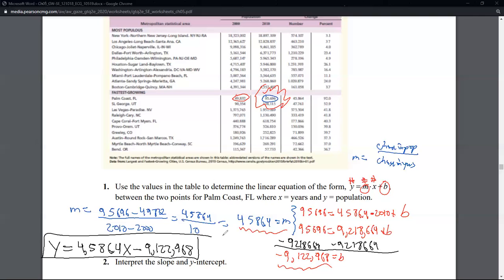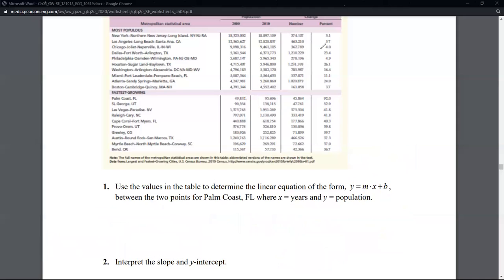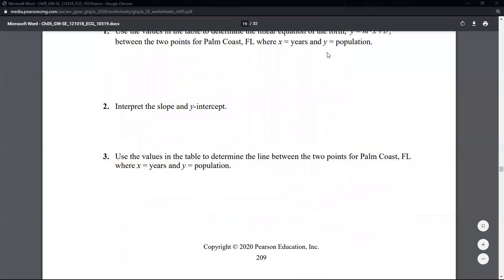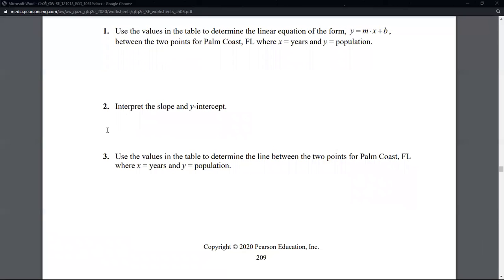Interpret the slope and the Y-intercept. So unfortunately, I'm going to have to clear my screen. When I clear my screen, I'll scroll down and I'll just write that stuff again because I've got the numbers in front of me now. So clear, scroll, go back to annotate, interpret the slope and the Y-intercept.